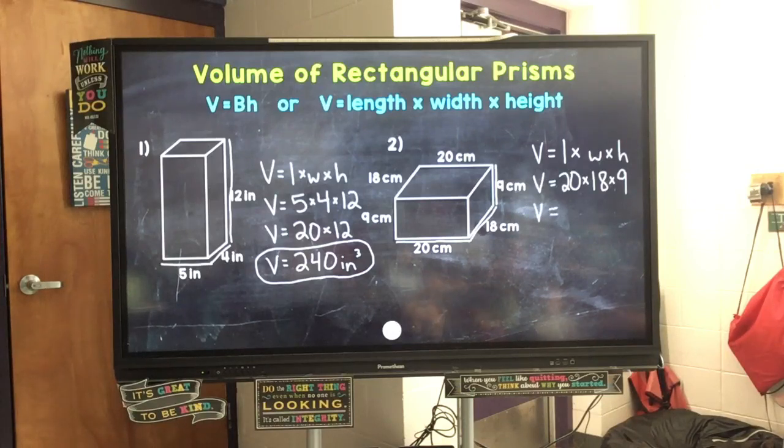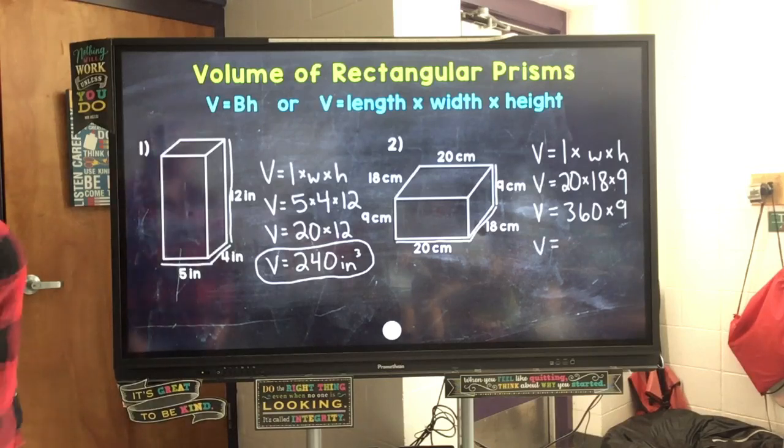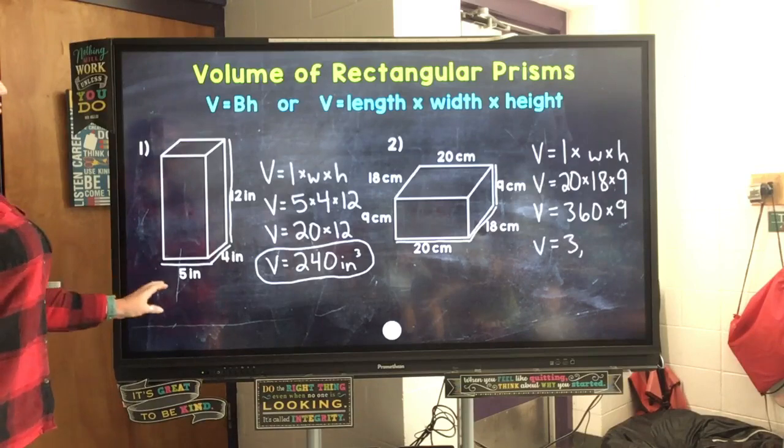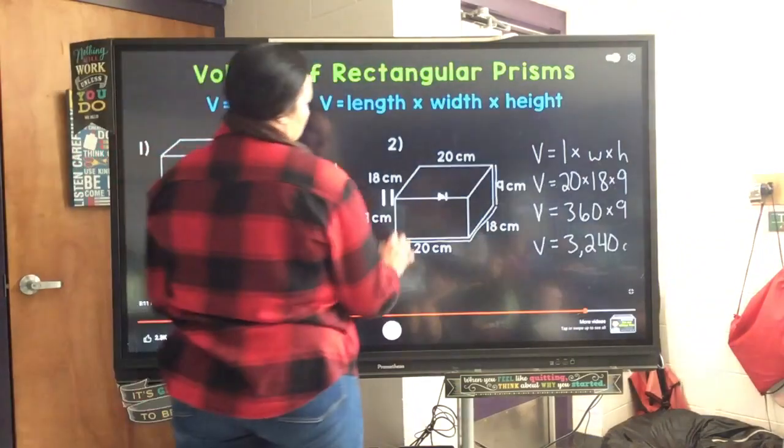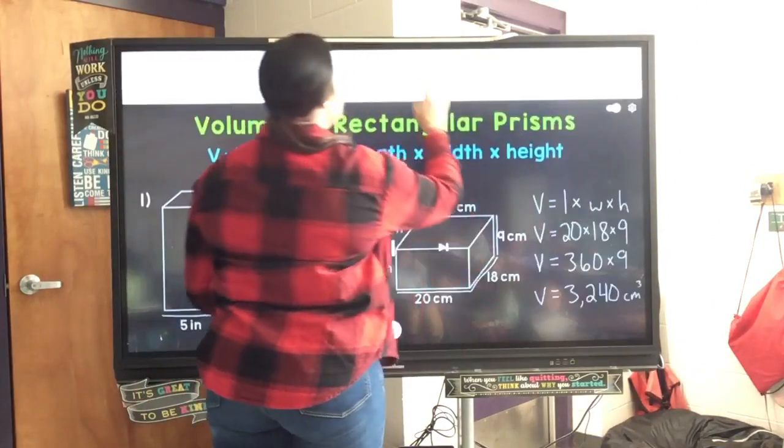So now, let's do one step at a time here. 20 times 18, that's going to give us 360. And then we can multiply that by our height of 9. So the area of the base is 360, and then multiply that by 9 to get our final volume. And that's going to be 3,240, and we are working with cubic centimeters.